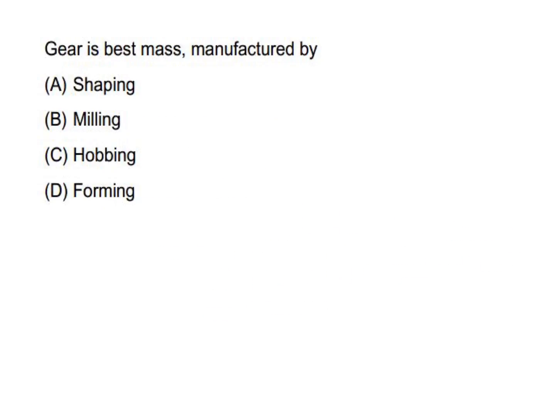Gear is best mass manufactured by hobbing process, but in hobbing we cannot do internal gears. Shaping we can do using pinion cutters.